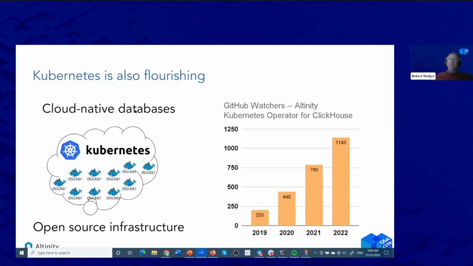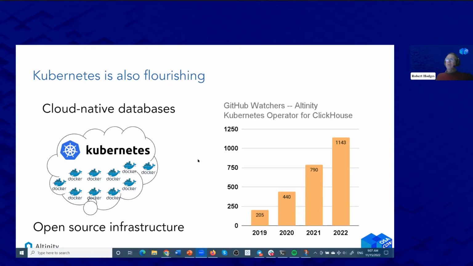And that's exactly what Altinity did starting 4 years ago. We developed something called the ClickHouse Kubernetes operator. And you can see here, we're tracking the number of watchers or stars, and it's increased consistently over the last 4 years. So each year, a larger number of watchers. This is actually, as far as we know, one of the most popular, if not the most popular, database operator in GitHub.